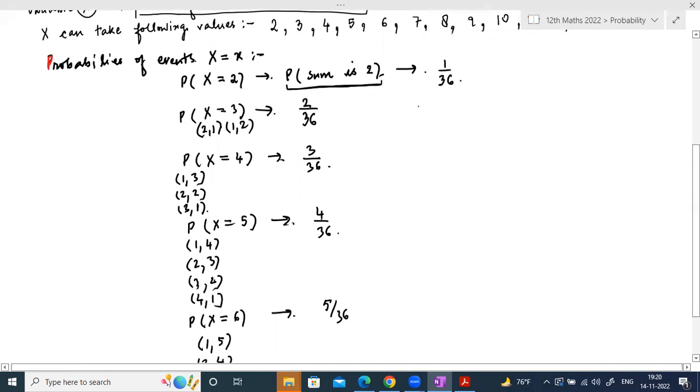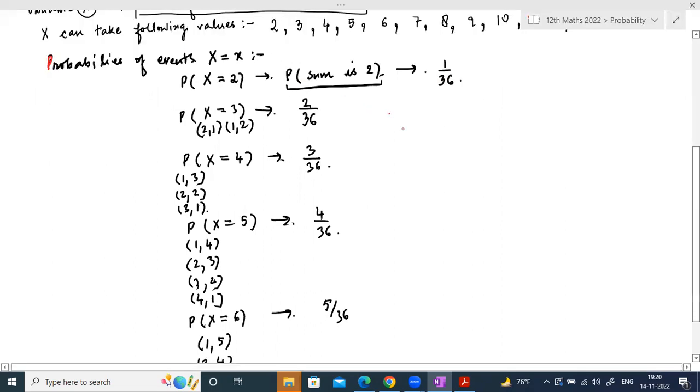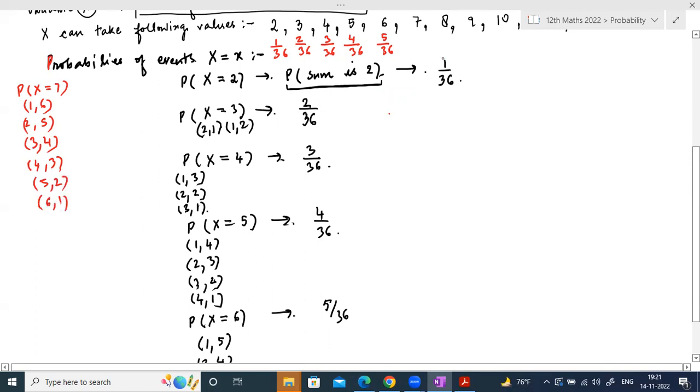What about 7? Yes, 7 का बताओ. Think over it. 1 by 36, 2 by 36, 3 by 36, 4 by 36, 5 by 36, 7 का कितना आ रहा है? 1 6, 2 5, 3 4, 4 3, 5 2, 6 1. 1 2 3 4 5 6 outcomes. 6 by 36.